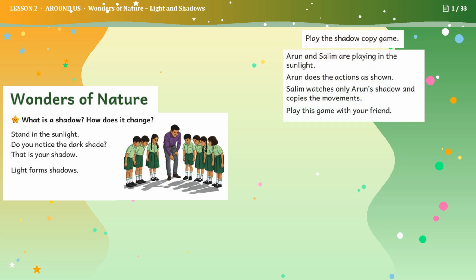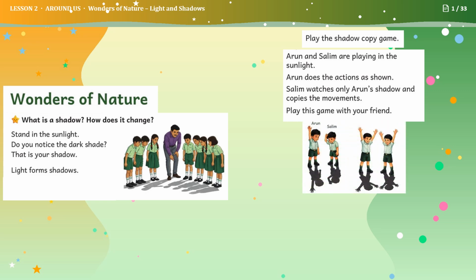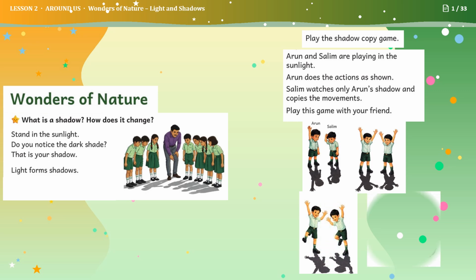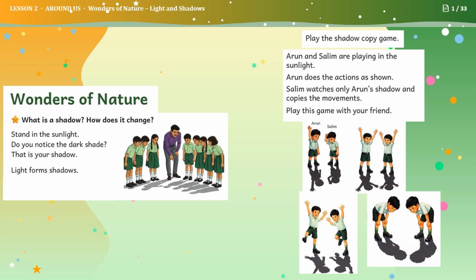Now this shadow copy game: Arun and Salim are playing in the sunlight. Arun does the action as shown. Salim watches only Arun's shadow and copies the movement. So you can also play this game with your friend.